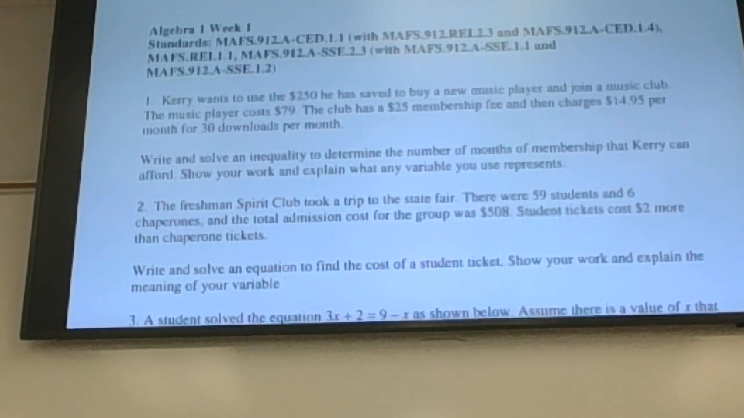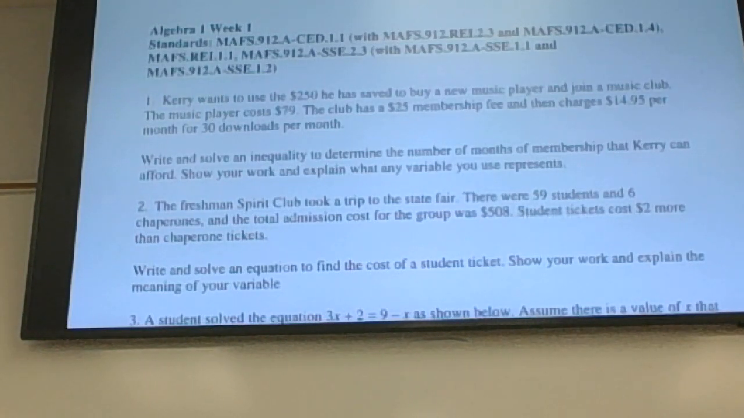Sure, go ahead. Yeah, number 1. Terry wants to use the $250 he has saved to buy a new music player and join a music club. The music player costs $79. The club has a $25 membership fee and then charges $14.95 per month for 30 downloads per month. Write an inequality to determine the number of months of membership that Terry can afford. Show your work and explain what any variable you use represents.